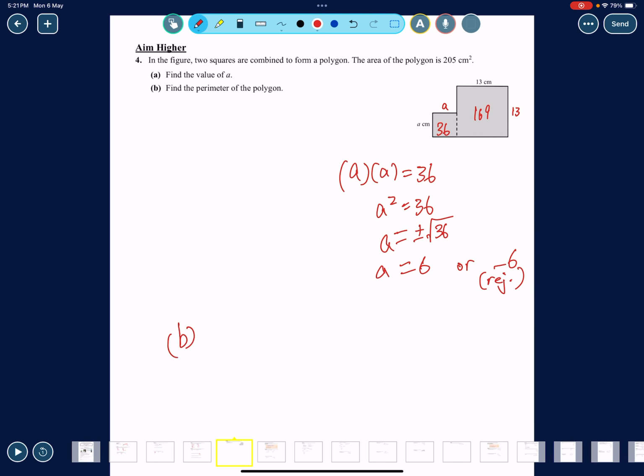Find the perimeter. I think you can do that. It's just A plus A plus A. 6 plus 6 plus 6 plus 13. Oh, what's this? This part here. 13 minus 8 minus 6 is 7. Plus 13 plus 13. So it's 18 plus 13 plus 7. 64. That's the perimeter in cm.